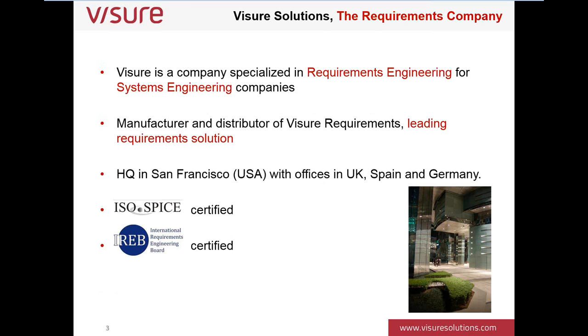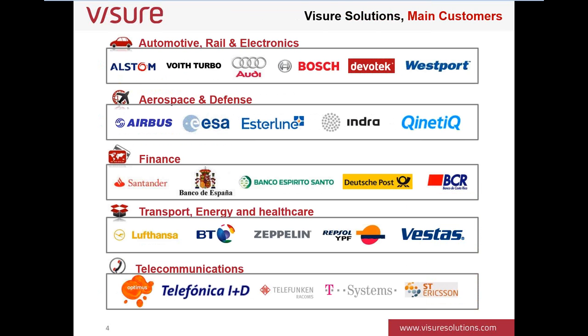We are manufacturer and distributor of Visual Requirements, our leading requirements solution. But not only that, we also offer different trainings and certifications around requirements. Our headquarters is located in San Francisco in the United States, and we also have offices in the UK, Spain, and Germany.